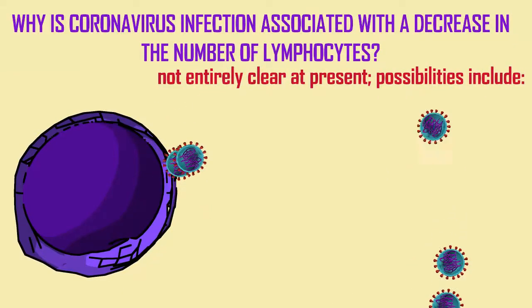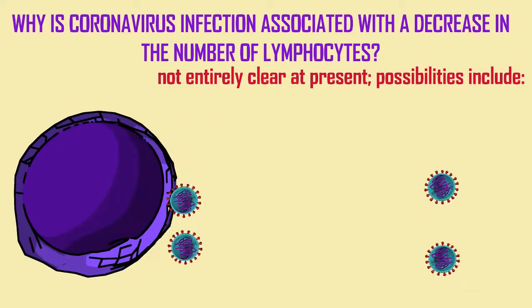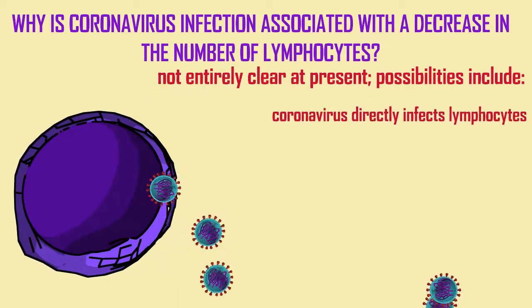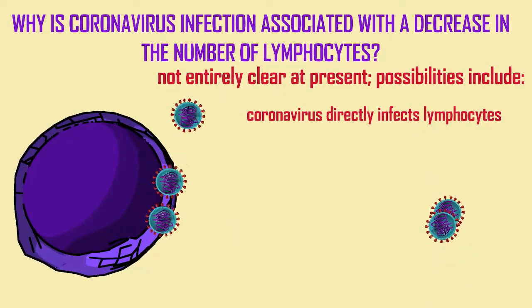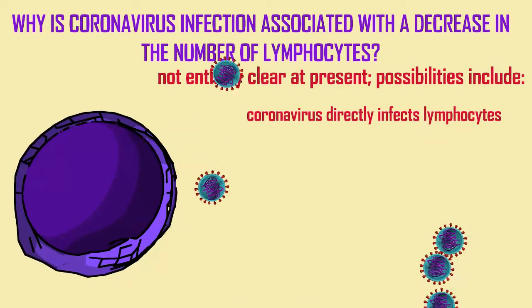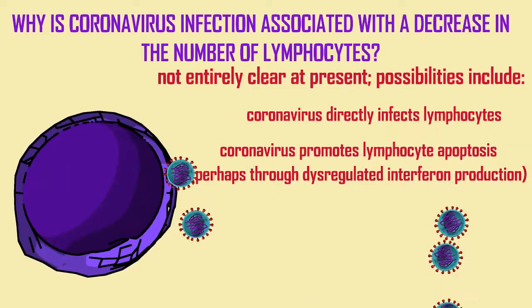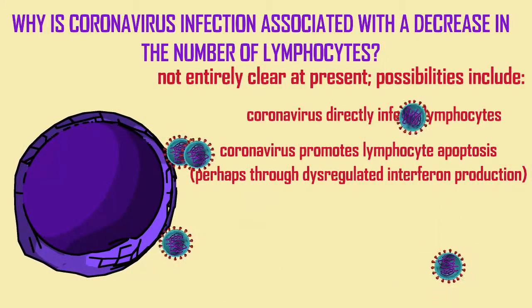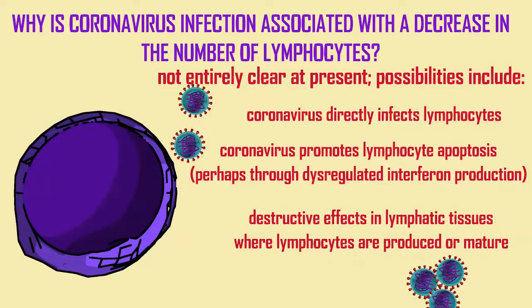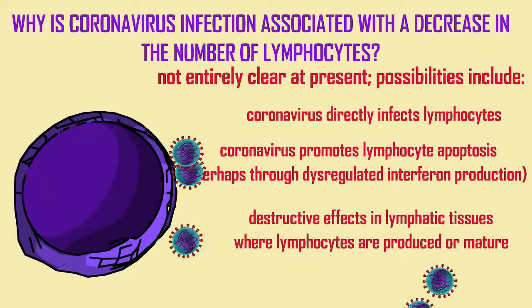While it is not yet known why T lymphocytes are not able to maintain the normal balance, a key factor probably is that T lymphocyte numbers drastically decrease during severe coronavirus infections.